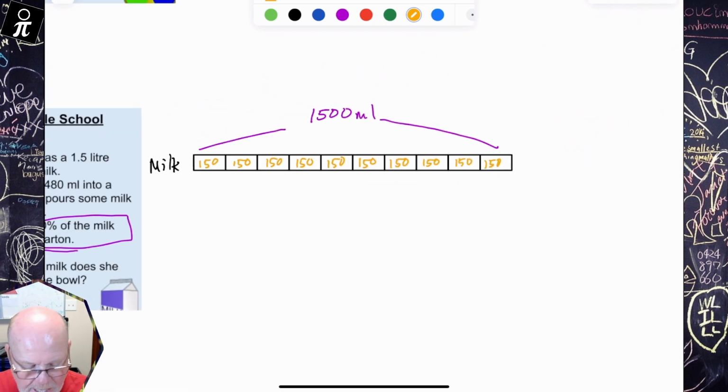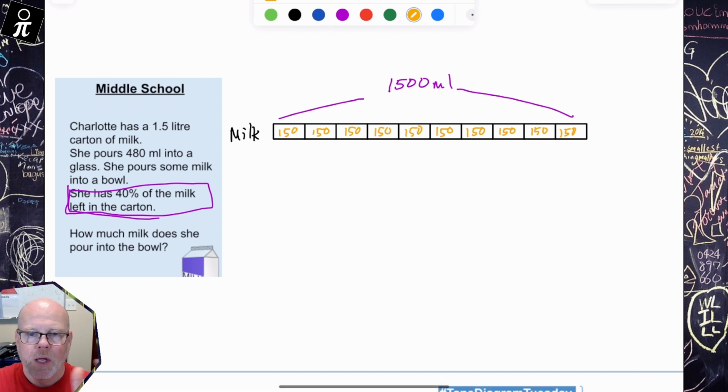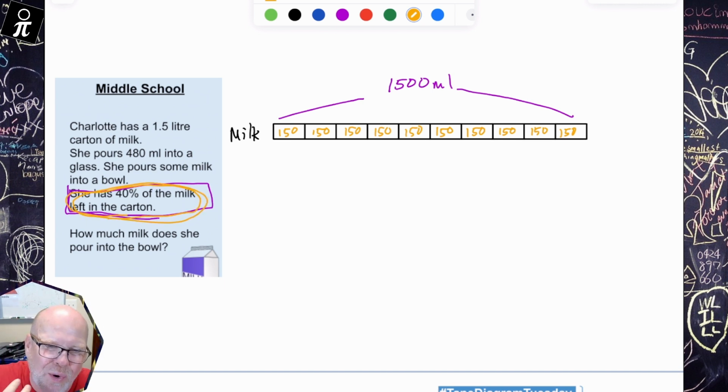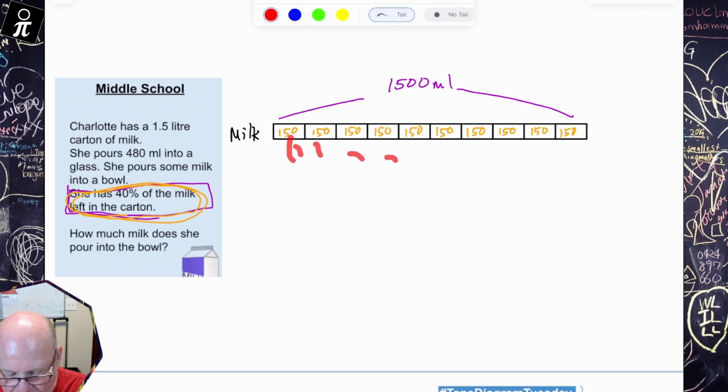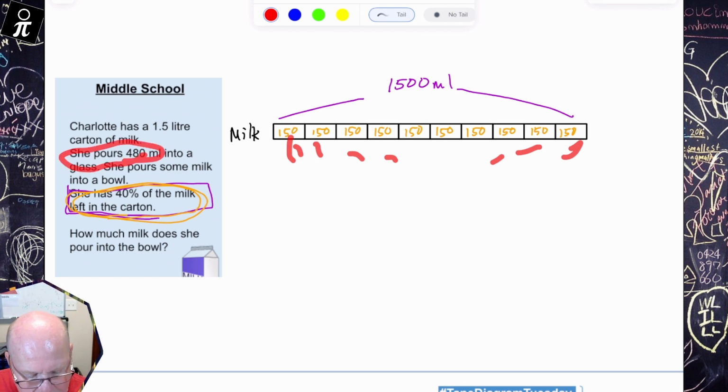So there is our 1,500 milliliters of milk stretching out to represent 100% because it says she had 40% of the milk left. So that's kind of what gave me the clue that I wanted to break this up into 10 units of 10% each. So it says she pours 480 milliliters into a glass.